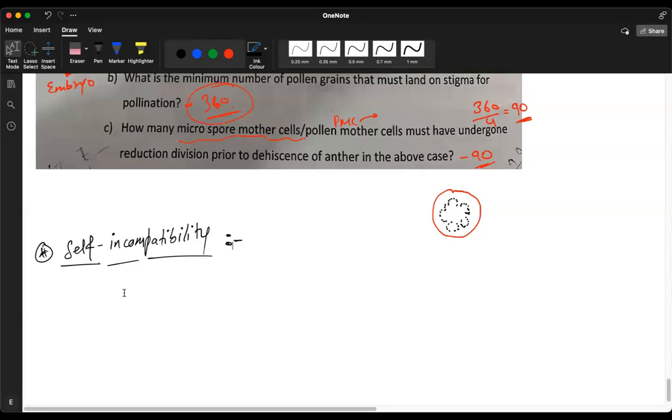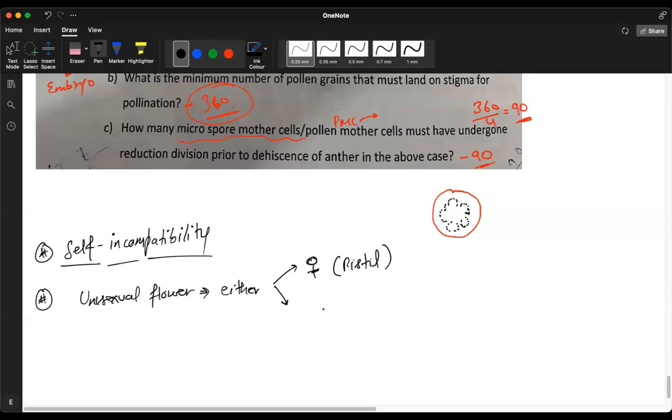Now there is some bit of confusion sometimes. When I say unisexual flower, it's pretty straightforward. Uni means single, sexual flower means either the flower has a female system, which is pistil, or it has the male system, which is stamen, right? But if on the same plant, you have both, so one flower is male, and on the same plant, another flower is female.